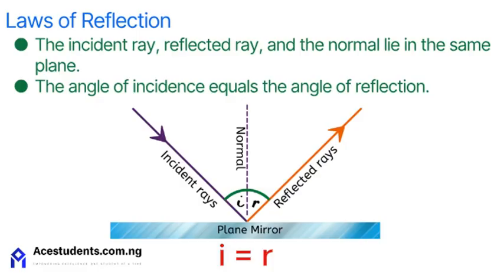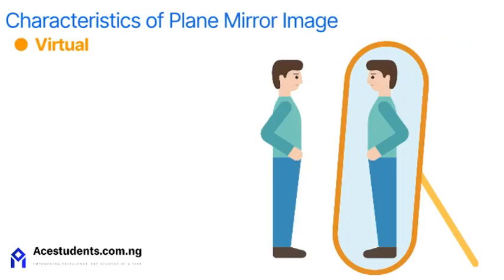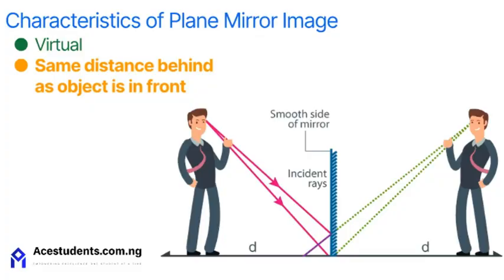Next, we will explore the characteristics of images formed by a plane mirror. The first characteristic is that plane mirror images are virtual. This means they cannot be captured on a screen, as the rays only appear to meet. The second property is symmetry. The image is formed the same distance behind the mirror as the object is in front.